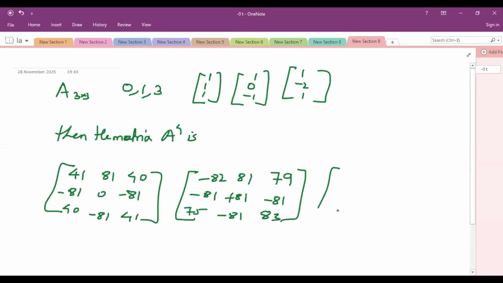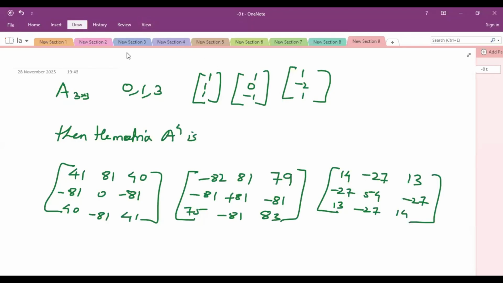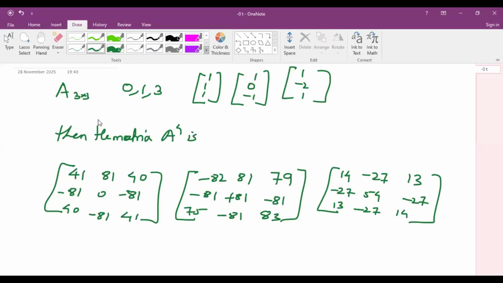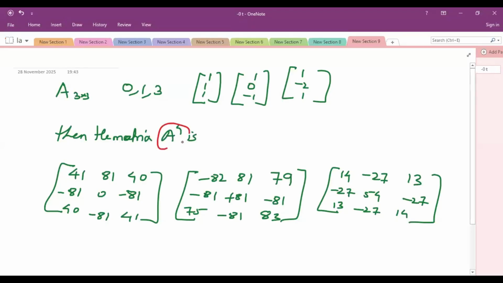The third option is 14, minus 27, 13, minus 27, 54, minus 27, and 13, minus 27, 14. Okay, so we are looking for the matrix A power 4, and the information that we have is the eigenvalues.